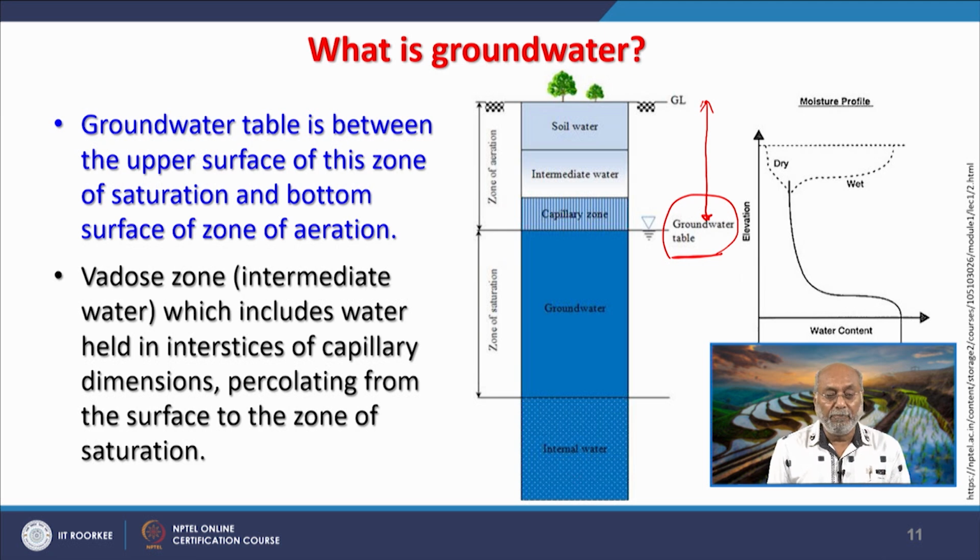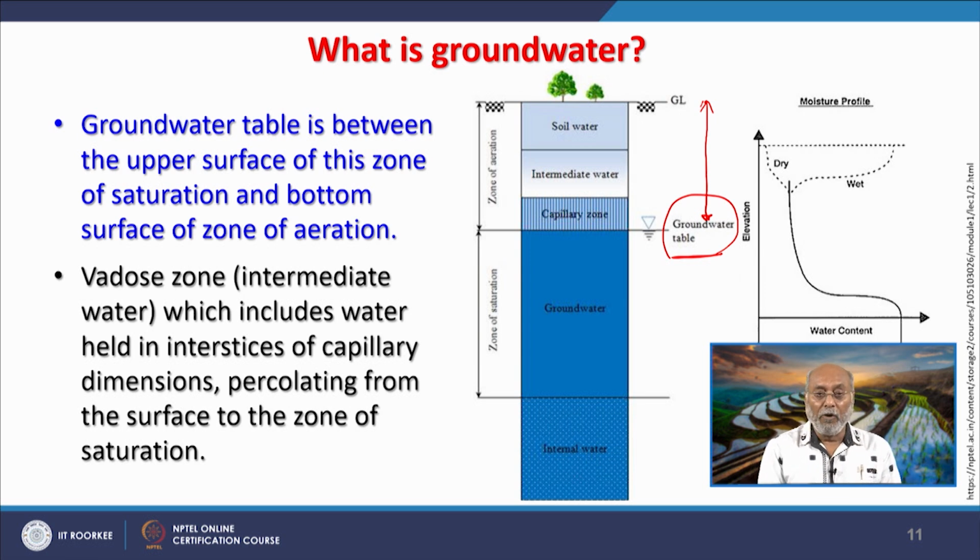Now, the vadose zone, which we have classified earlier into 3 parts. One of the sections is the vadose zone, which is called intermediate water, and which includes water held in interstices of capillary dimensions and percolating from the surface to the zone of saturation. And this keeps happening if on the surface you are having impoundment of water or surface storage of water.